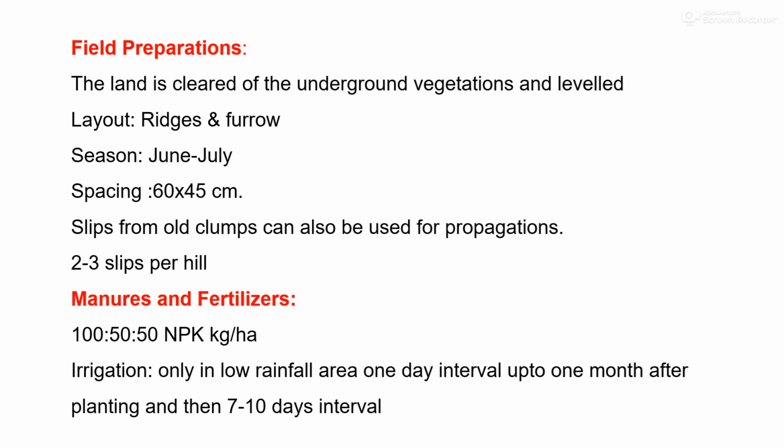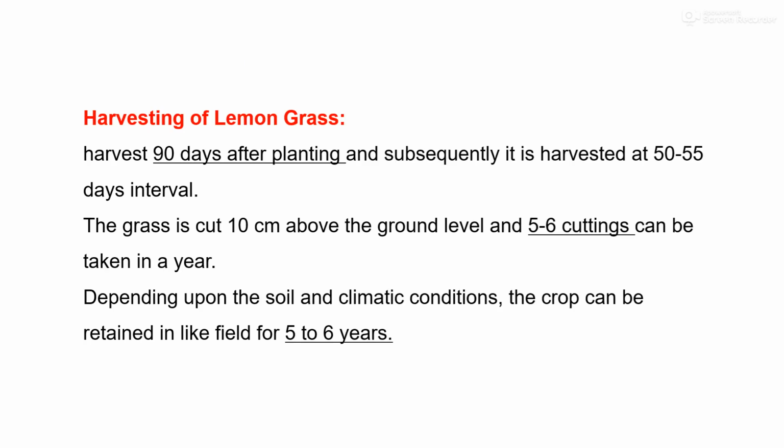Then irrigation. Only in a low rainfall area, irrigate at 1 day interval up to 1 month after planting and then maintain a 7 to 10 days interval. Irrigation should be followed as per the soil condition and the climatic condition. Proper irrigation can help enhance the herbage production in this crop.